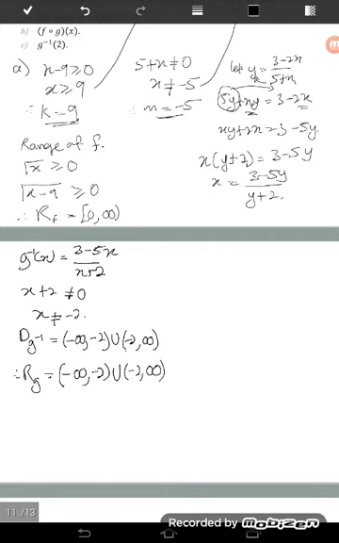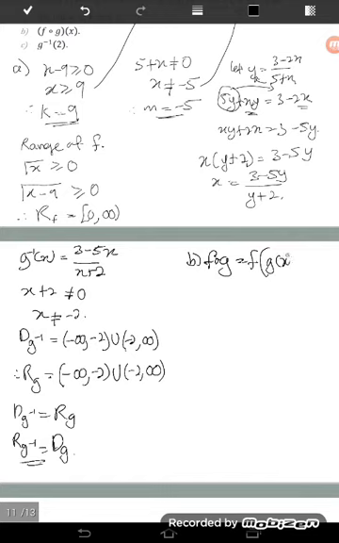Okay. Because domain of g inverse is equal to range of g, and range of g inverse is equal to domain of g. Ini konsep dia. Okay, so B. Okay, so B fog. So fog is equal to f. Inside the f we put gx. Okay, so x in f we substitute with g.